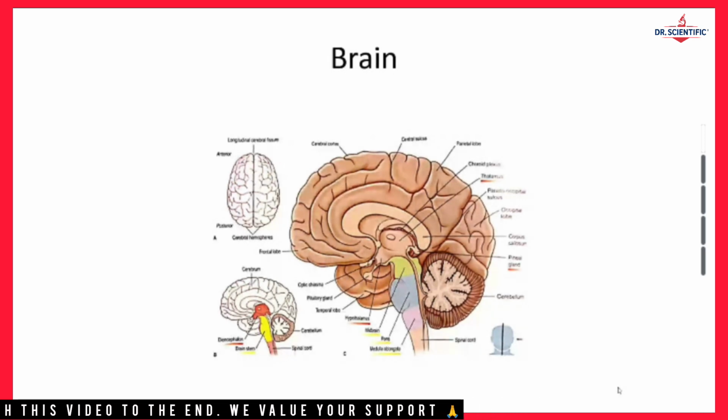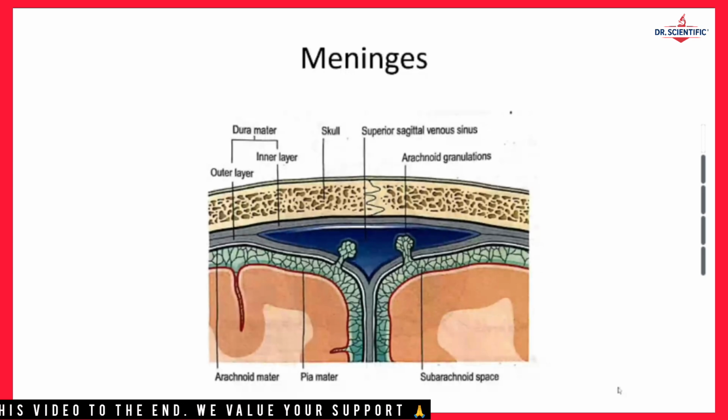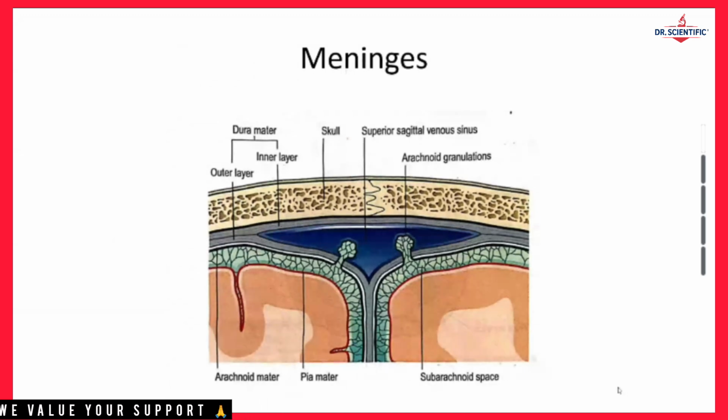Then, of course, the meninges, the coverings of the brain. You know that after the skull, we have those coverings of the brain. For example, immediately under the skull bone, we have the dura mater, which has an inner layer and an outer layer. And you see within that dura mater, we have the superior sagittal venous sinus. So those are big veins within the brain, venous sinuses.